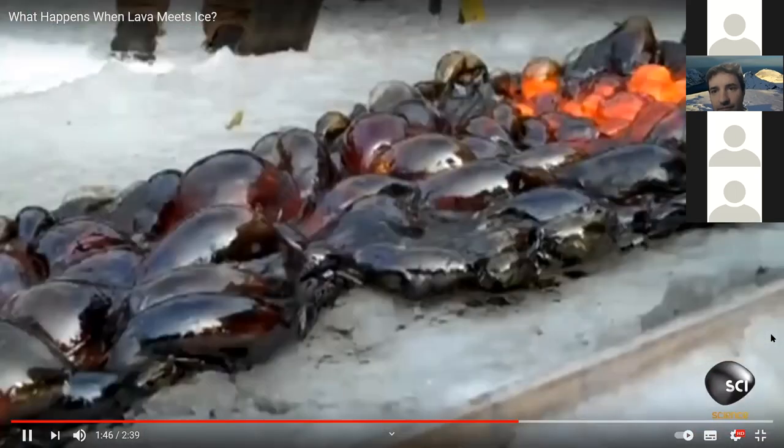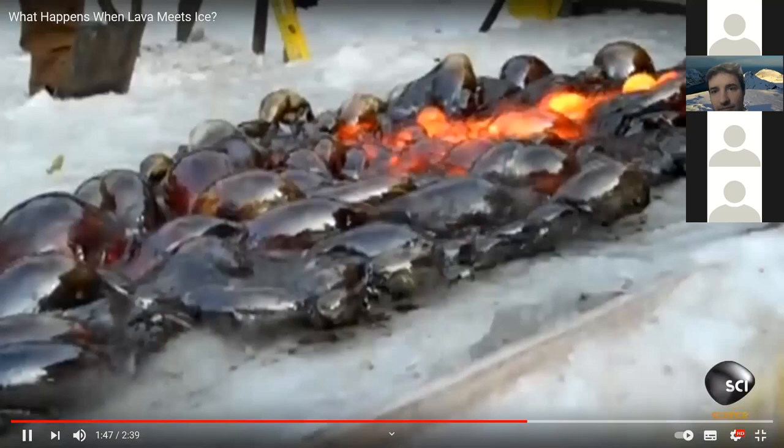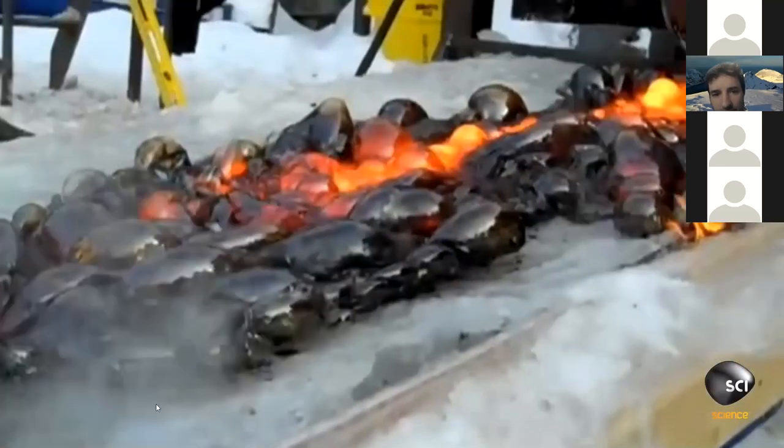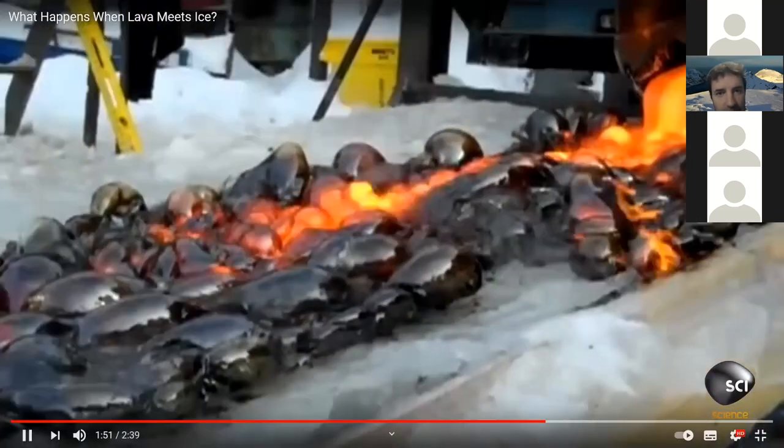But how does the lava crawl across the ice? Shouldn't it melt right through? The formation of all of this steam helps the lava to flow because it means that it's sitting on top of a blanket of steam rather than in contact with the ice itself. And this means the friction between the lava and the ice surface is very low.